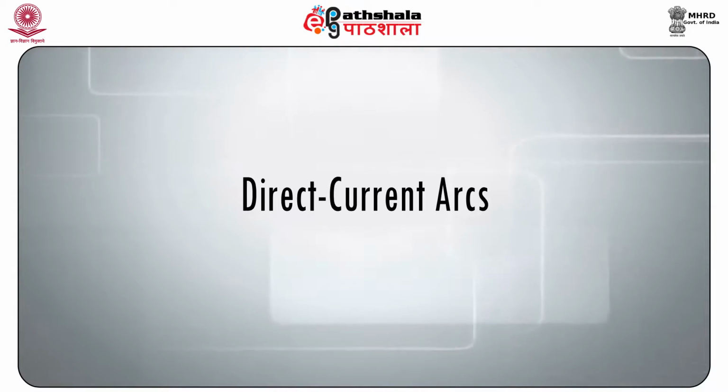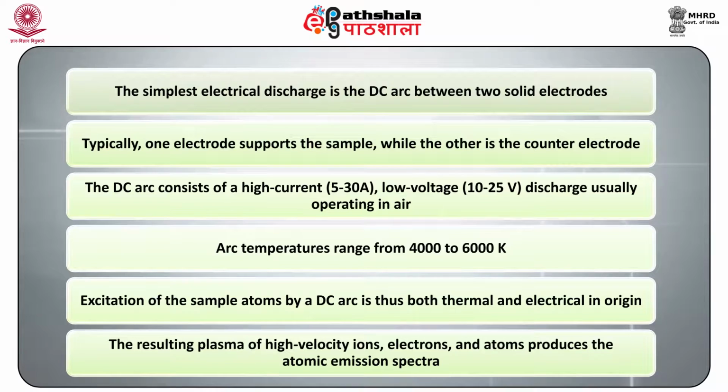Direct current arcs. The simplest electrical discharge is the DC arc between the two electrodes. Typically, one electrode supports the sample while the other is the counter electrode. The DC arc consists of a high current, 5 to 30 ampere, low voltage, 10 to 25 volts, discharge, usually operating in air. Arc temperature ranges from 4000 to 6000 Kelvin.